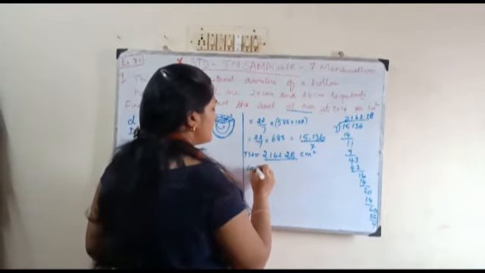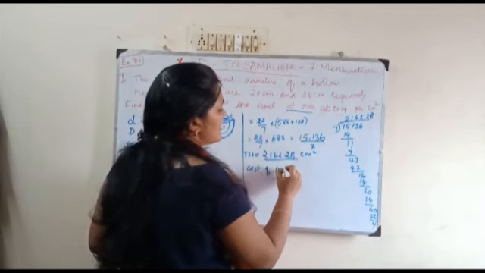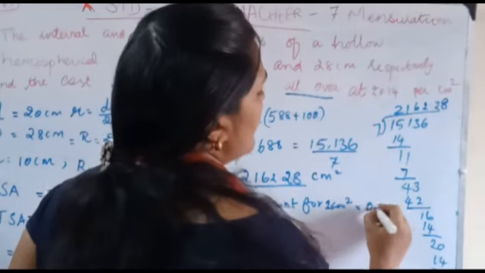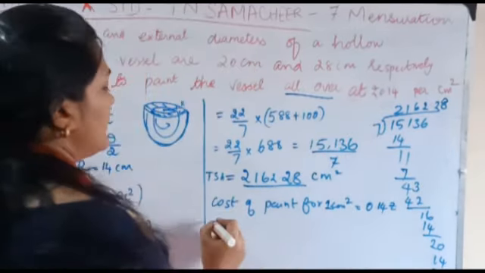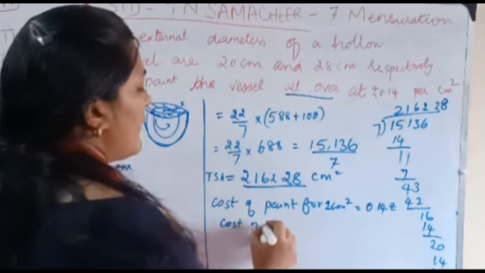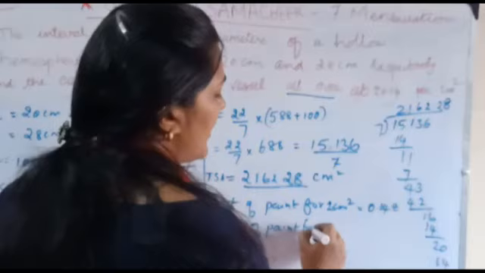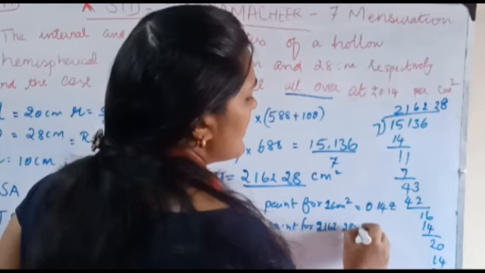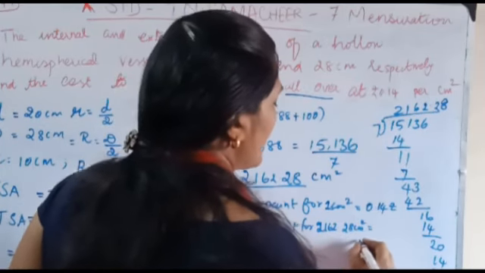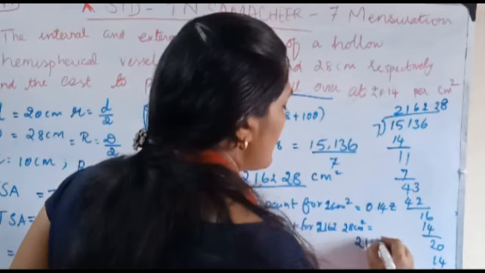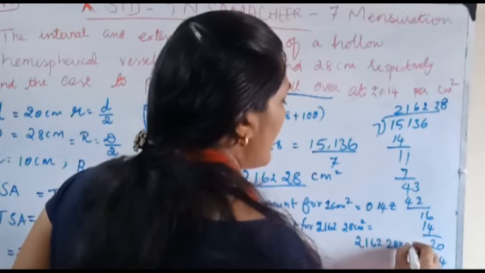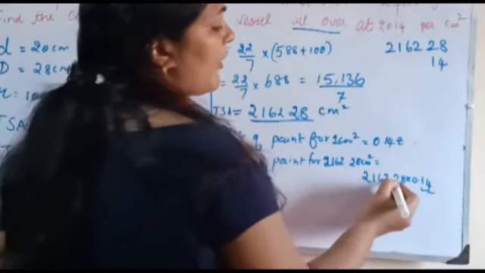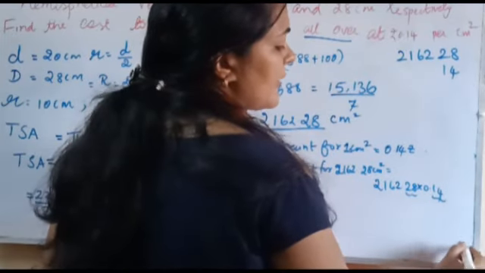So cost of paint for 1 centimeter square is equal to 0.14 rupees. Therefore, cost of paint for 2,162.28 centimeter square is equal to what? 2,162.28 into 0.14. Remove the points and write down the number of digits after point. 1, 2, 3, 4. So 4 digits you have after point.